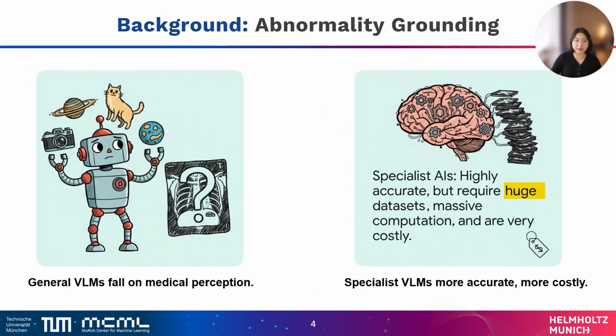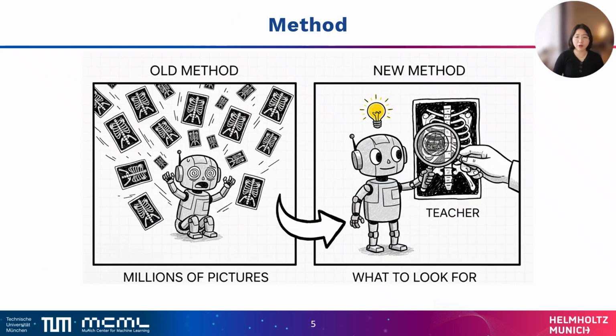Based on the experiments, general VLMs fall short on medical perception tasks. Specialist VLMs are more accurate, but they are also trained with huge amounts of data, which is costly. So we aim for the best of both worlds: specialist-level grounding with general-purpose VLMs, guided by smarter supervision instead of massive data scaling. We want to teach the general-purpose model to learn what they are looking for and learn the task more effectively.